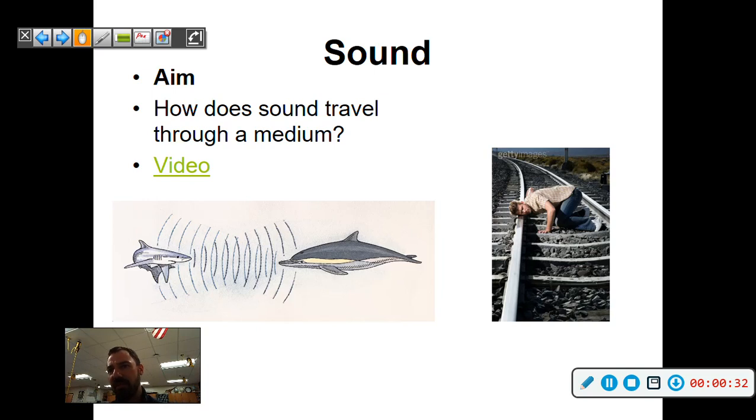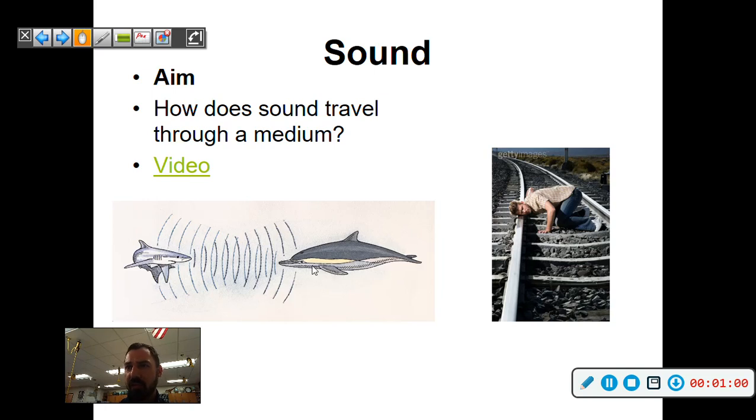So obviously some materials transmit sound better than others, and you may ask, why is that guy putting his ear to a railroad track? Well, from a distance, you can actually hear a train through the metal on the track faster than the air, right? Because sound will travel faster through metal material, because the particles in it are much closer together. So we're going to get to that in a moment, a little more in depth.